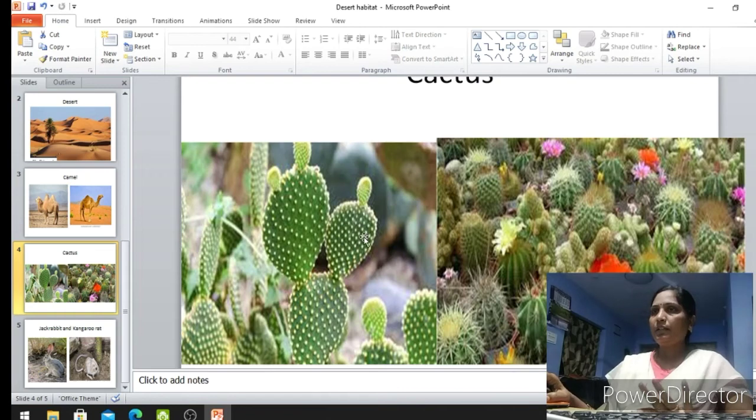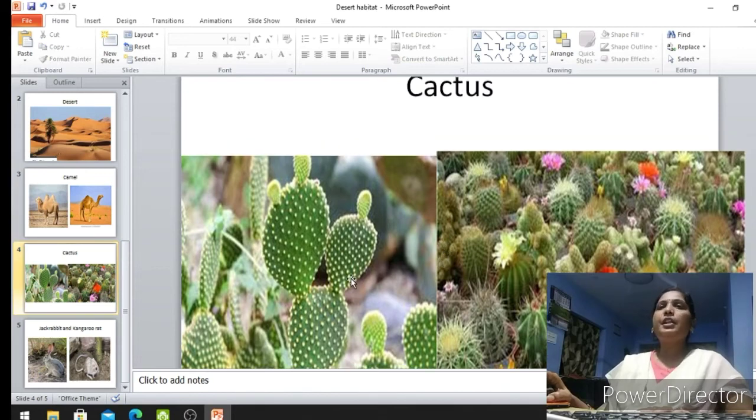So these are the modifications or adaptations cactus plants show. That's why they are able to live in desert areas. So one is their leaves are modified into spines to reduce the transpiration process. The second one is the stem performing the photosynthesis process. The third one is their stem has a waxy coating to reduce the loss of water. And the fourth adaptation is their roots grow deep into the soil to absorb the water.